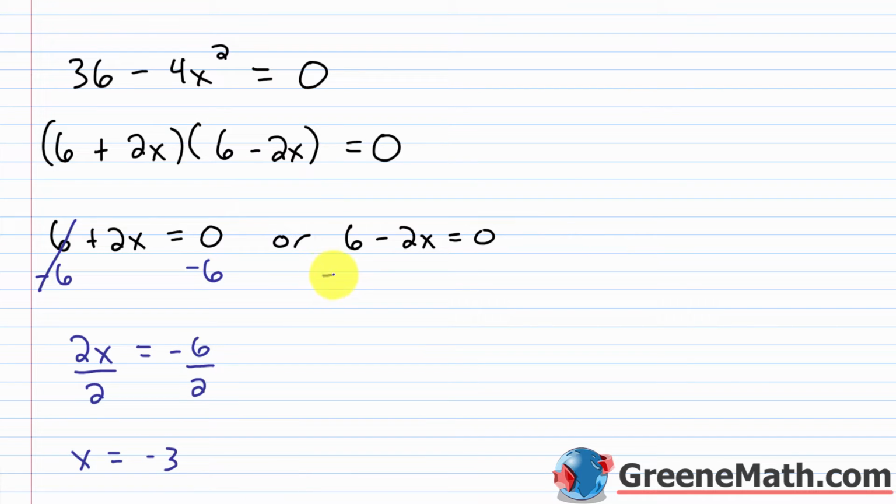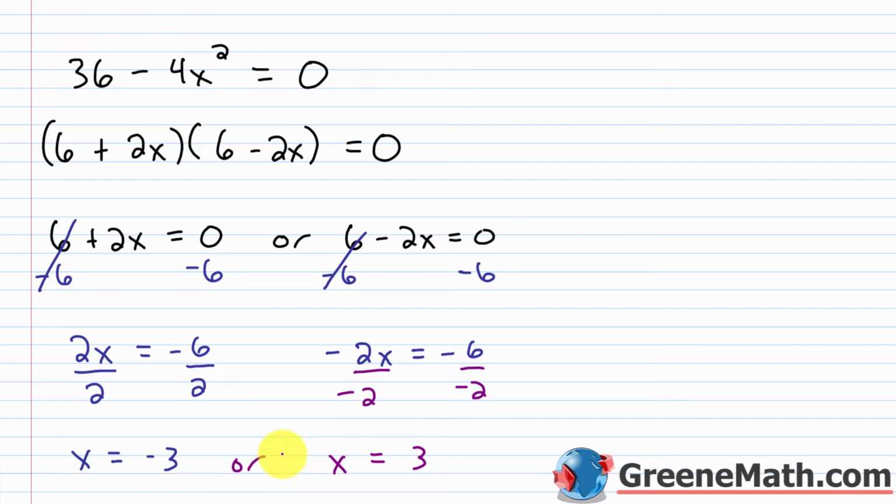Over here, let's subtract 6 away from each side of the equation. This will cancel. We'll have negative 2x is equal to negative 6. What we'll do is we'll divide both sides of the equation by negative 2. And we'll have that x is equal to 3. Let me put my or there. So x equals negative 3 or x equals 3.